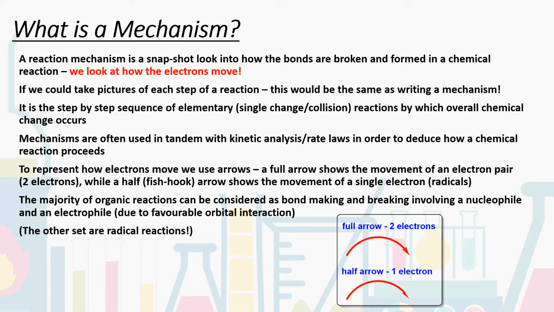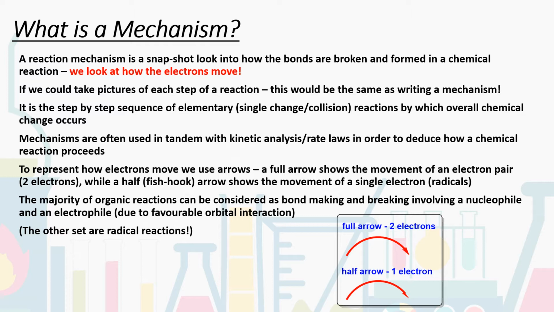So then we start to look at what a mechanism is. A reaction mechanism is a snapshot look at how the bonds are broken and formed in a chemical reaction. And what we're considering most of the time is how the electrons move. Essentially, if we could take pictures of every step of a reaction, this would be the same as writing a mechanism. If we could get down to a molecular scale and have a camera that took a photo quick enough to be able to see every single little change that goes on in our reaction, this would be the same as writing our mechanism. And so it's the step-by-step sequence of what we call elementary reactions. These are single-change, single-collision reactions by which the overall chemical change occurs.